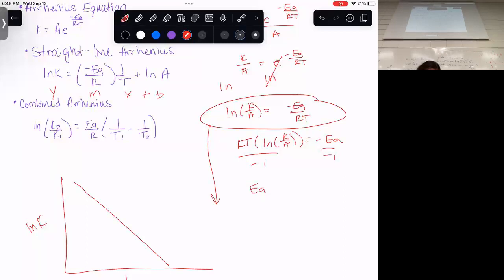Yeah, A is the Arrhenius constant, I think. But it would be given to you in the question. It's dependent on the reaction.